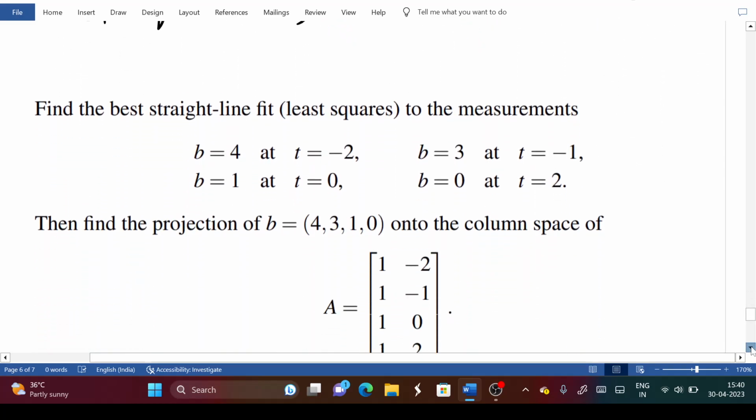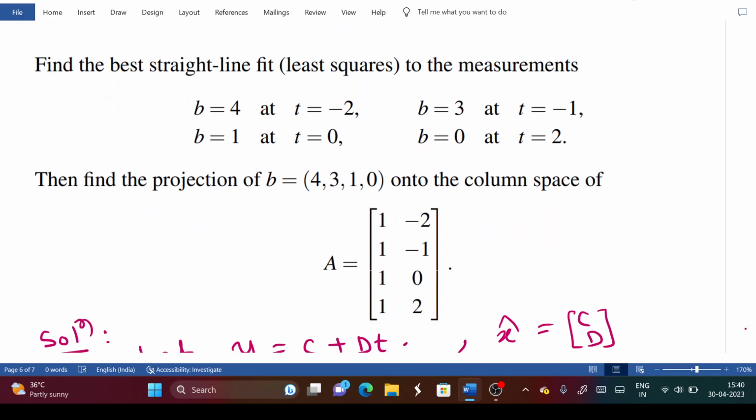Next is the best fit straight line by the least squares method for the given measurements. Here this is B1, this is T1. For T1 equal to -2, B is equal to 4. For T2 equal to -1, B is equal to 3. So this is T1, T2, T3, T4, and this is B1, B2, B3, B4. Our best fit straight line is y is equal to c plus dt.